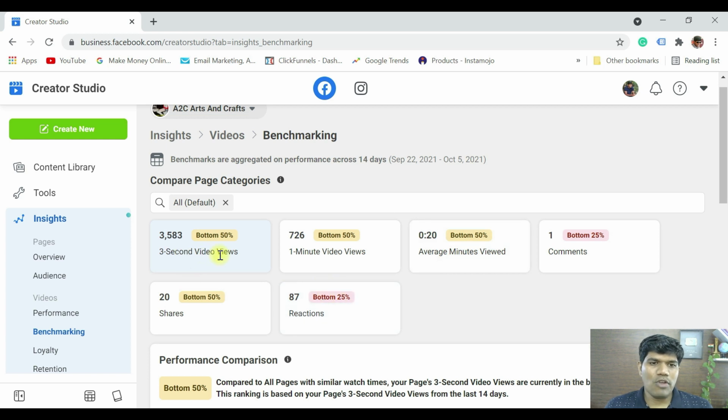And again, 3-second video views are bottom 50%. So that just indicates that, okay, the hook, whatever is there in the video, is not holding the audience's attention for a long time. So the hook should be a lot more interesting so that people stay on the video as well.